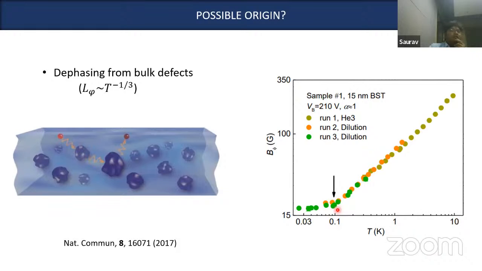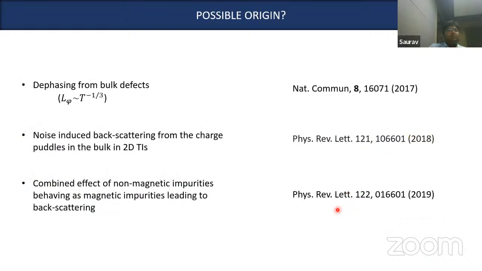in the context of topological insulators at least. There are a few other papers where they comment on the effect of backscattering from non-magnetic impurities, which can basically act as magnetic impurities, and that can also lead to it. But we haven't really followed up on any of these.